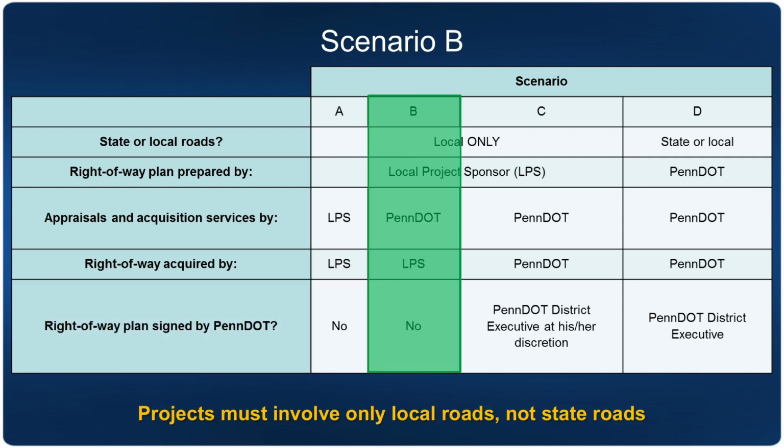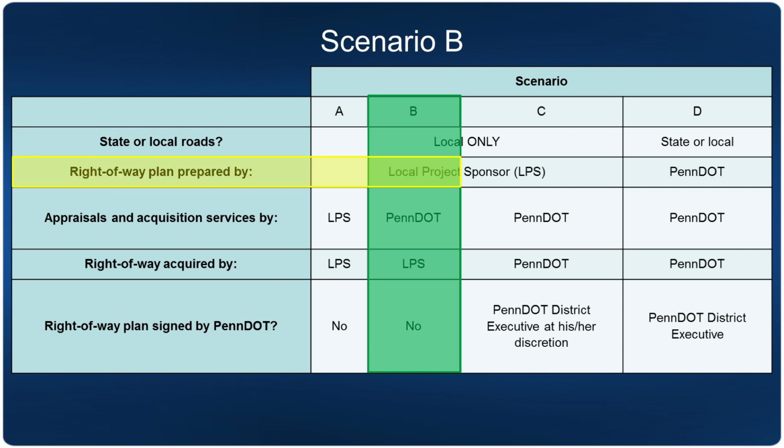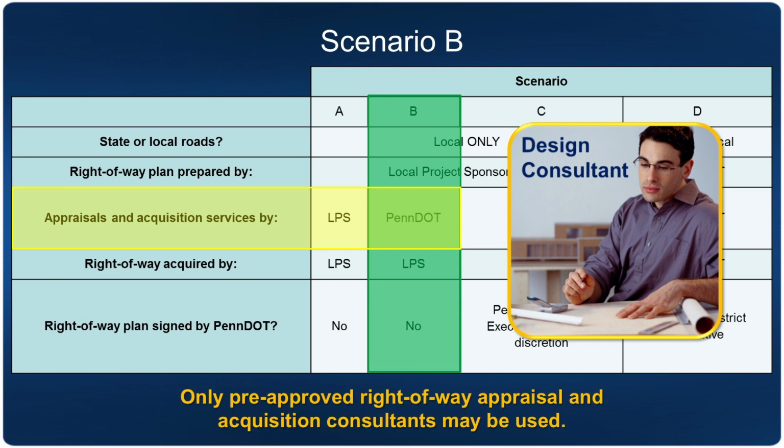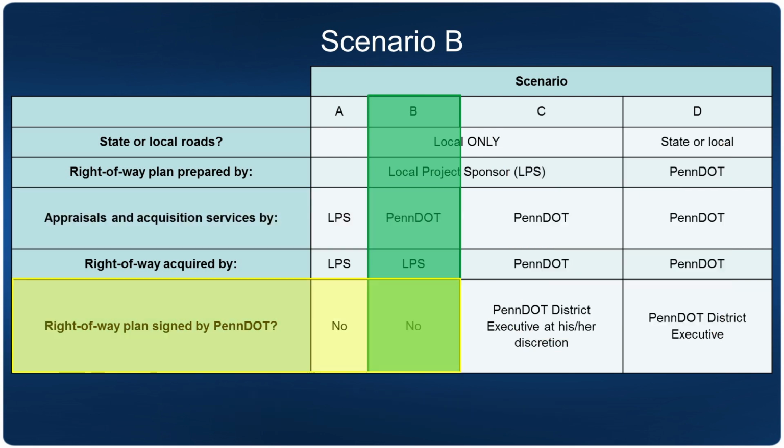Scenario B. Project must involve only local roads, no state roads. The local project sponsor is preparing the right-of-way plan, but PennDOT uses a contracted consultant or the PennDOT right-of-way unit to complete the appraisals and acquisition services. Only pre-approved right-of-way appraisal and acquisition consultants may be used. In this scenario, PennDOT will not be signing the right-of-way plan.